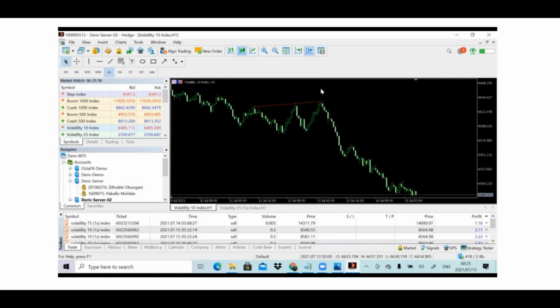Now, we use this as our double top. Yeah? Let's use this as our double top. For example, we're going to use this point here and that point there.